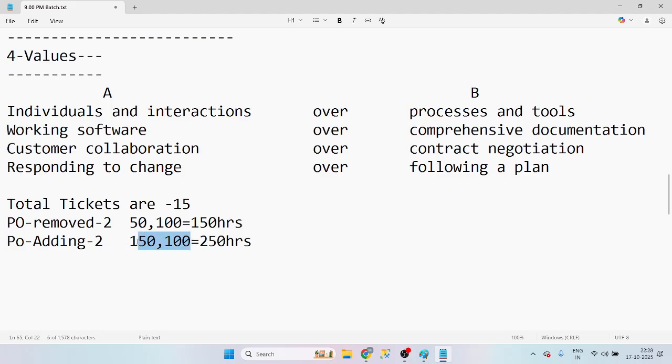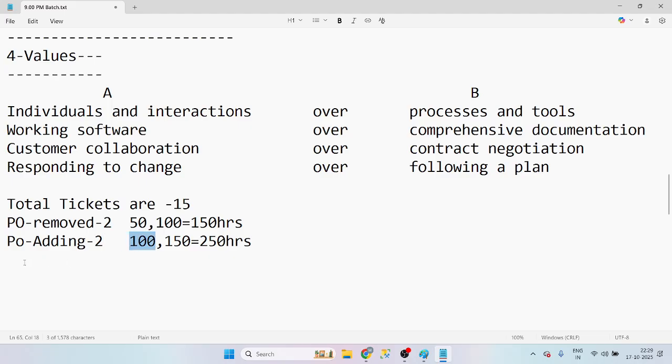Either the 2 tickets should be 75 hours plus 75 hours, that should be 150 hours. Am I right or wrong? But what is this guy doing? 100 plus 150. Now we can't work the extra 100 hours. Either we are going to take only 1 ticket. In these two, we can't work extra 100 hours.